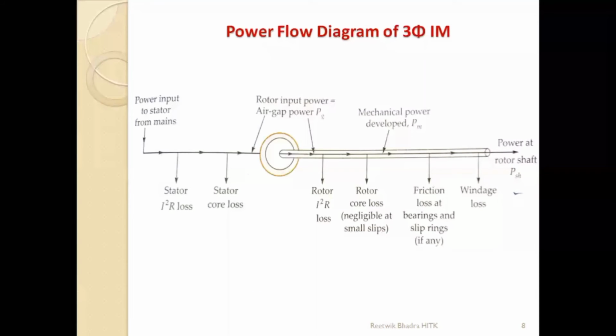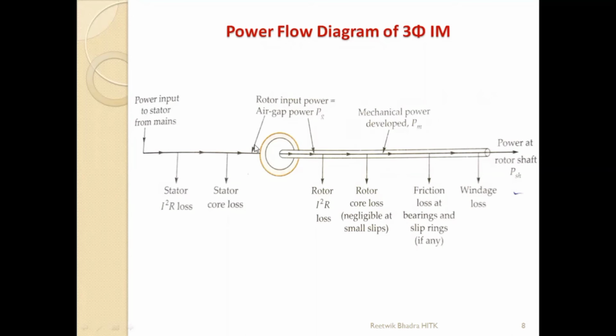So next is our power flow diagram of the induction motor. This is a must remember for you all. You have to remember this, otherwise you can't solve your problems. First is power input to the stator. See, my arrow direction is like this: power input, then this is output, so the arrow direction is outward. So power input to the stator from the mains. What are the losses in the stator? There will be stator I square R loss and stator core loss.